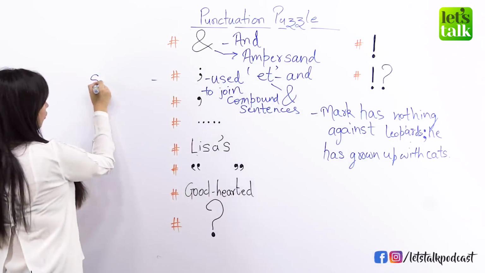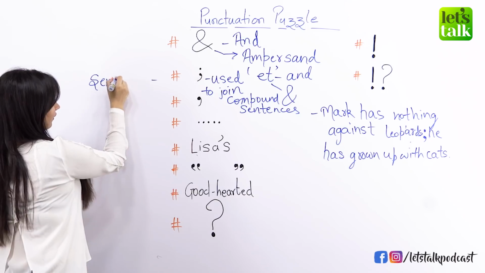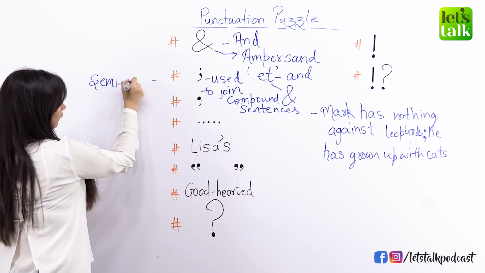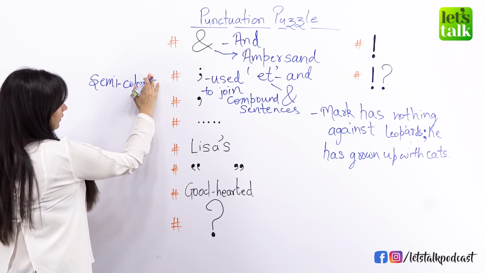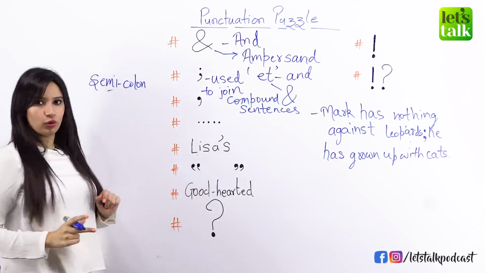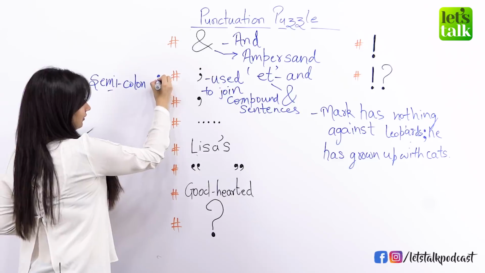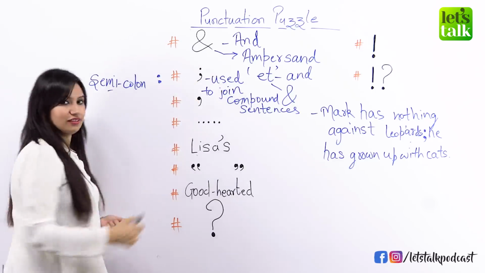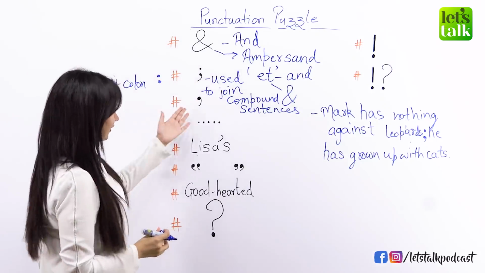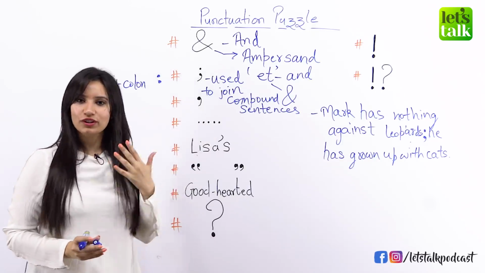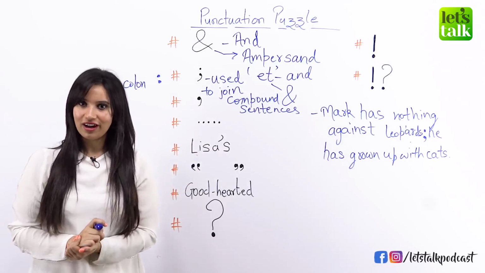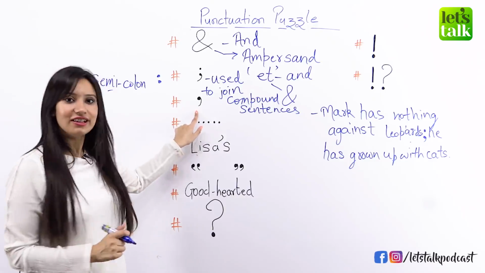And this mark is called a semicolon. Semi means half of a colon. And what is a colon? A colon is like this. And this is a semicolon. Let's look at the next, and one of the most common punctuation marks after the period, and this one is a comma.